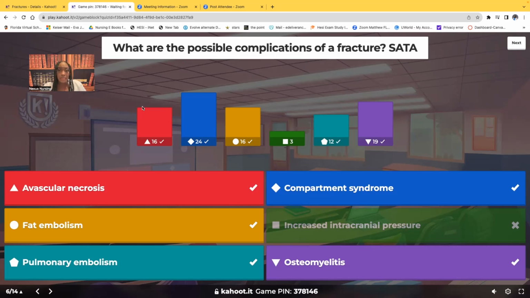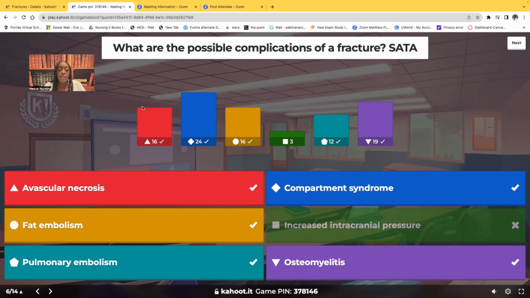Fat embolism. Let's talk about it. Fat embolism, those fat globules, where are they hanging out? In the long bones. So the patient has a fracture in a long bone. Those fat globules are going to be in that bloodstream. So absolutely a fat embolism is a complication. Pulmonary embolism. Okay. Blockage of that pulmonary artery from an occlusion such as a clot.